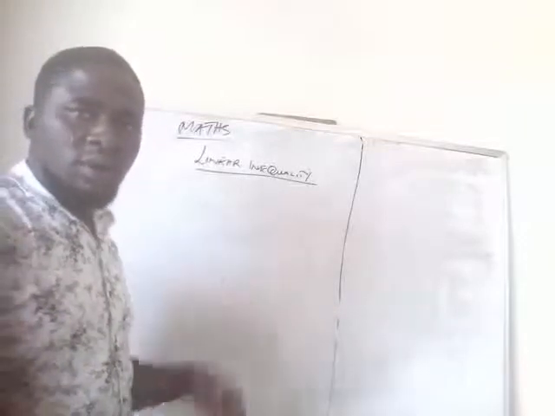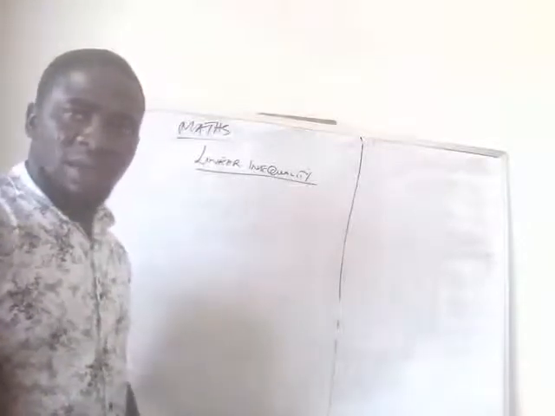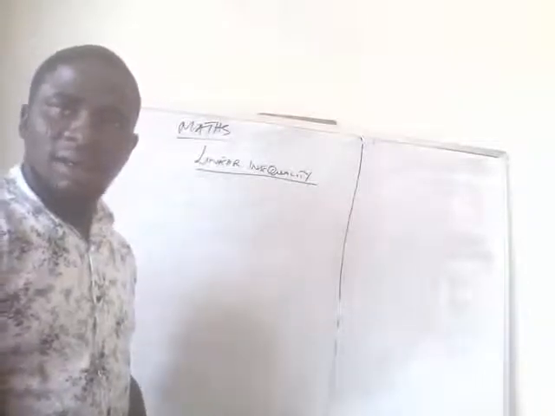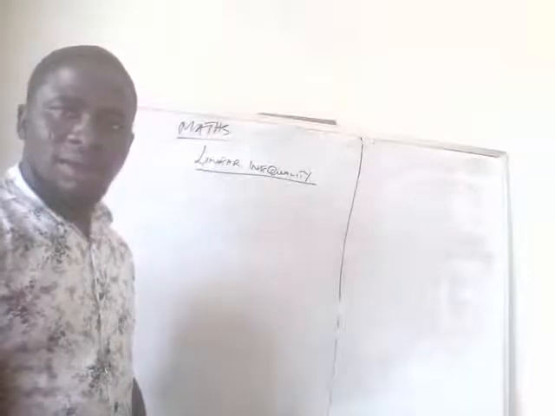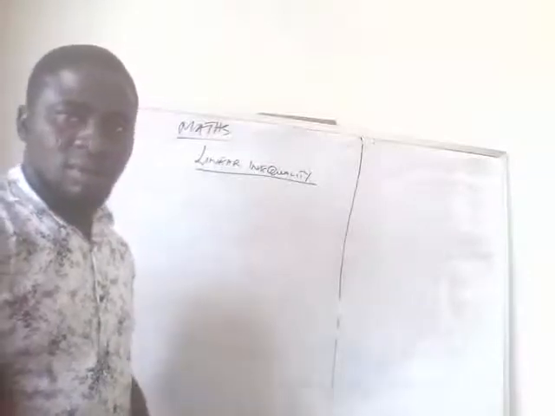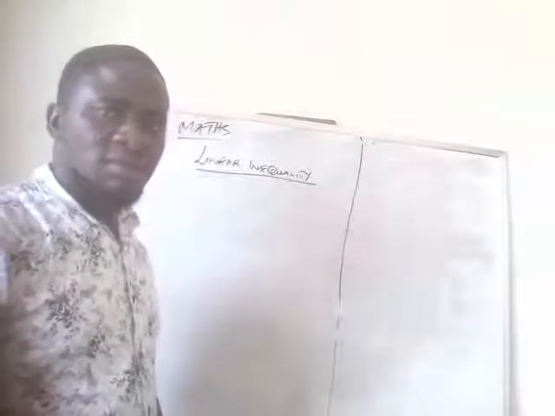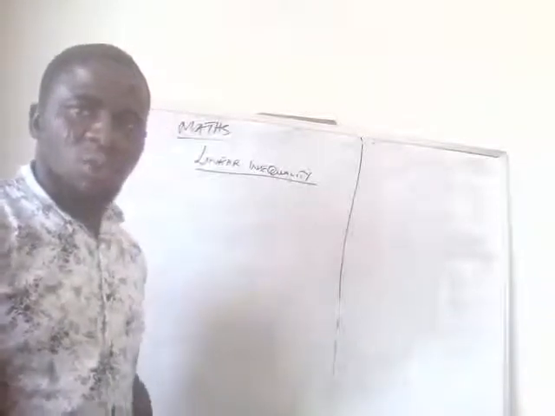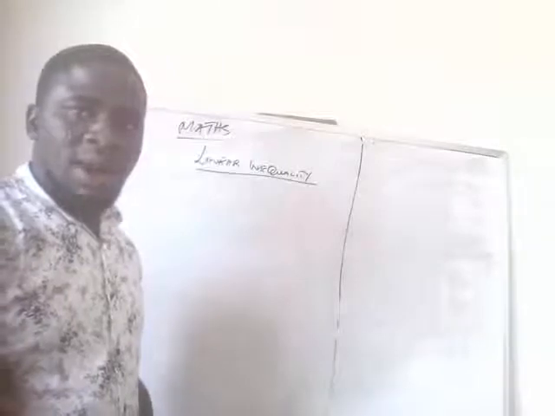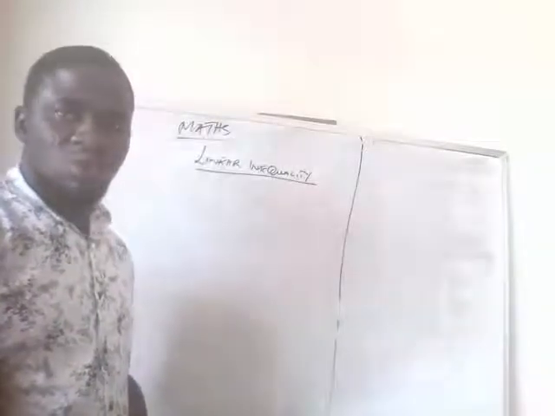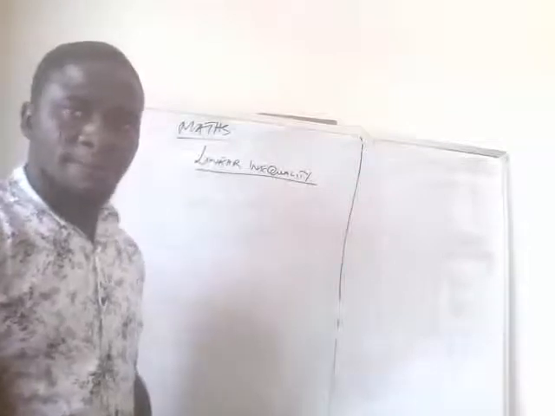Like you have seen on the board, what we have today is linear inequality. What is linear? Linear is straight. So in mathematics, a linear expression is when the power of the variables is less than 2. That is, they are equal to 1.